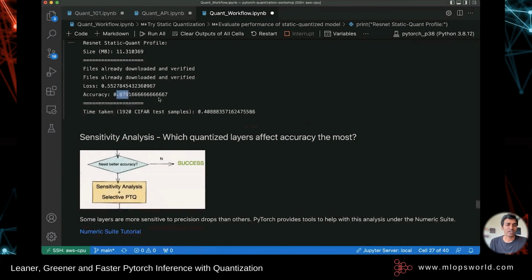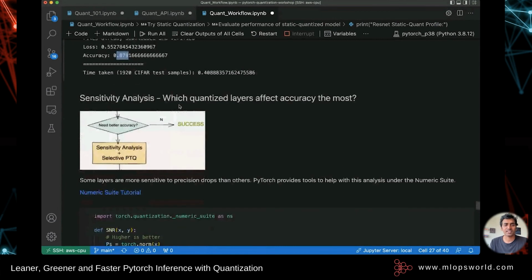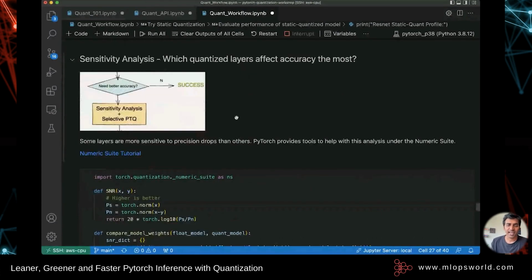Anyway, so now that we have done static and it looks really good, but let's say we still need better accuracy. So what we want to do is a sensitivity analysis and selectively quantize the layers in our model. In sensitivity analysis, what we are doing is trying to evaluate which layers suffer the most when we are doing quantization on them. And when we are doing selective quantization, we disable quantization for those sensitive layers.